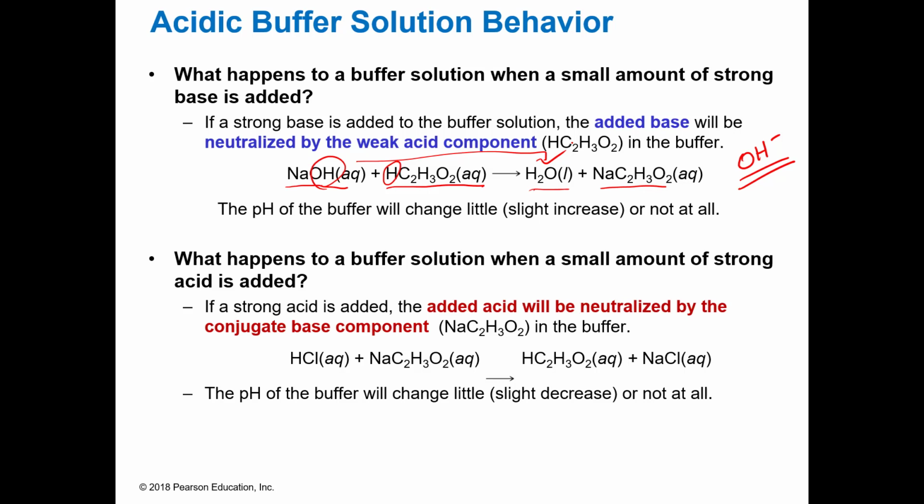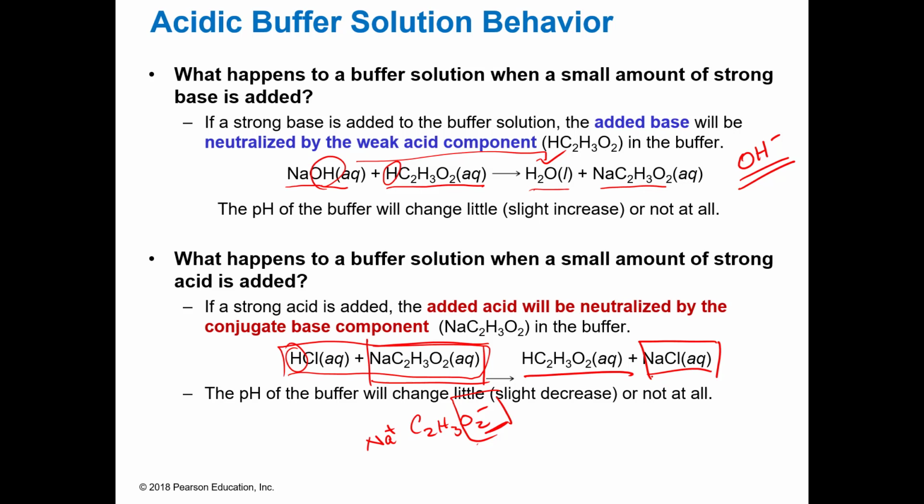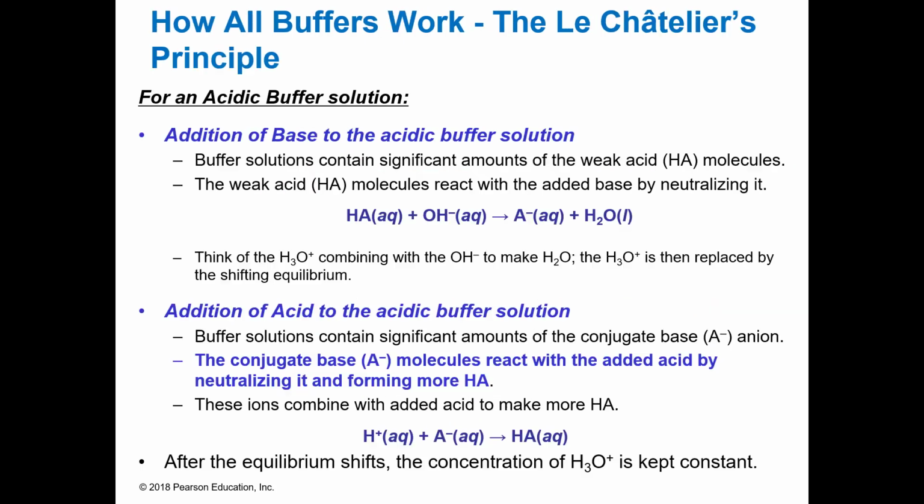If you add a strong acid to that solution, the acid will be neutralized by the conjugate base. It will be neutralized by the sodium salt, because it is in that form, and the H can add to this area and form the acid, and then you'll have sodium and chloride left over, which will just form a soluble salt in the solution. So again, it's not going to do a whole lot as far as the reaction goes.